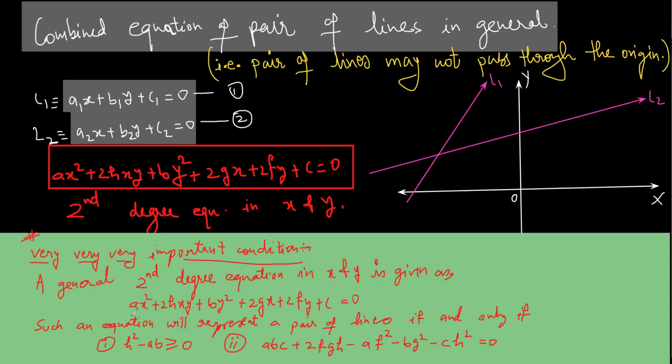So the condition for this to represent a pair of lines is, first of all, h square minus ab should be greater than or equal to 0. Secondly, abc plus 2fgh minus af square minus bg square minus ch square should be equal to 0. So these conditions need to be satisfied. Okay, so let's start solving a few problems on this.